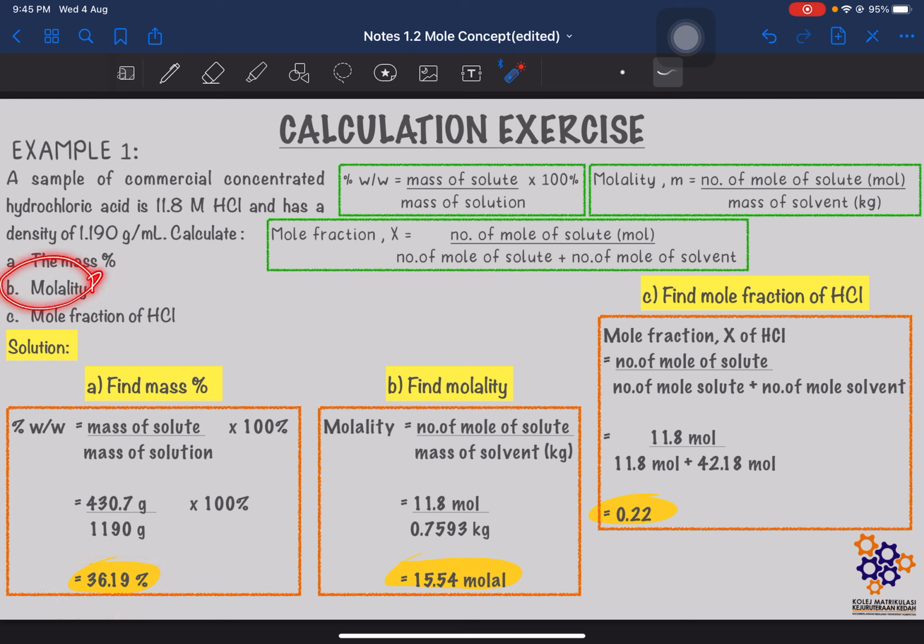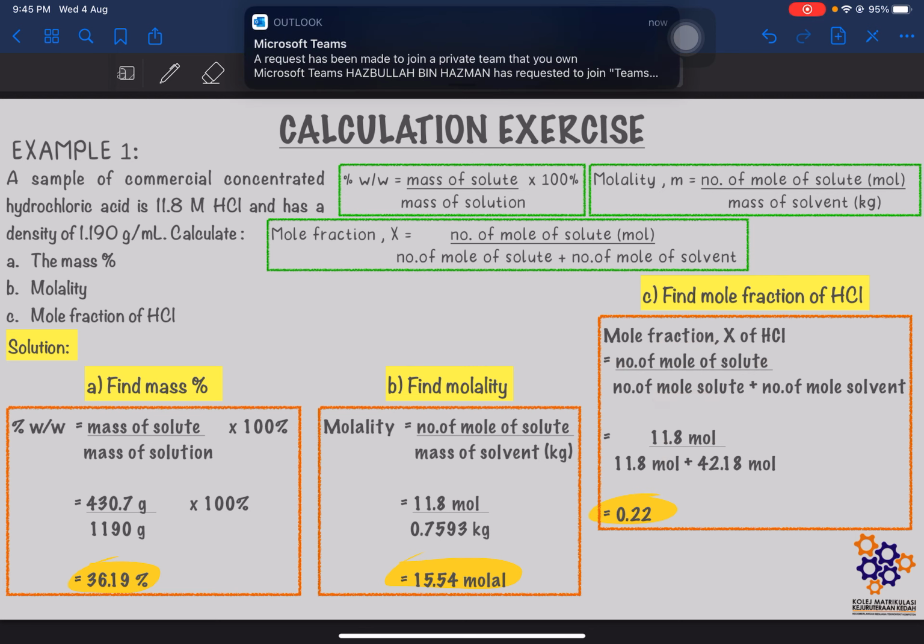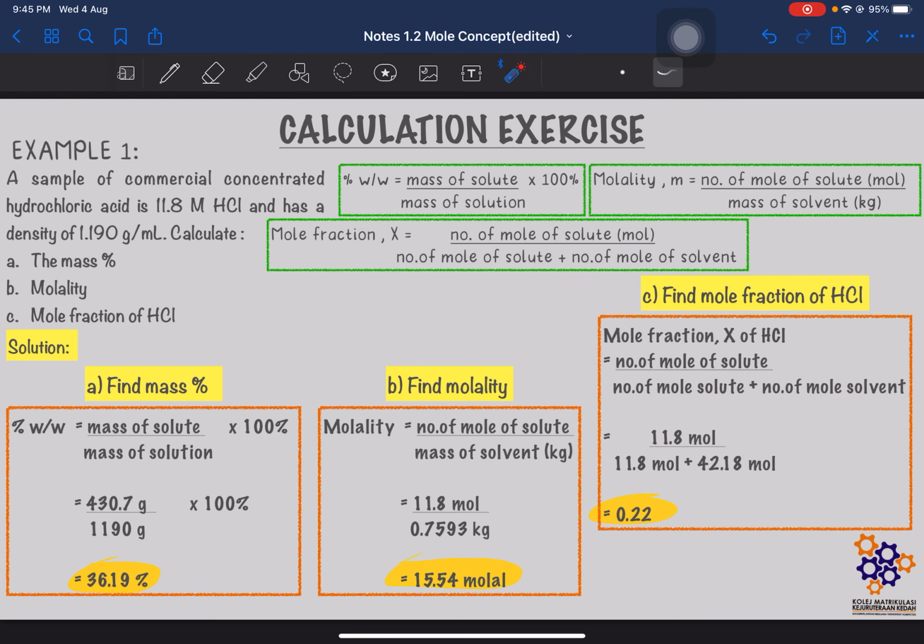Okay, untuk molality, kita dah ada semua maklumat. So number of mole of solute 11.8 mole divided by 0.7593 kilogram dapat 15.54 molal. And last one, mole fraction of HCl, number of mole of solute 11.8 mole divided by number of mole of solute plus number of mole of solvent, so you will get 0.22. So remember, mole fraction tiada unit. No unit for mole fraction. So now you dah dapat all the answer for the question. So ikut step by step, okay, untuk senangkan hidup korang.